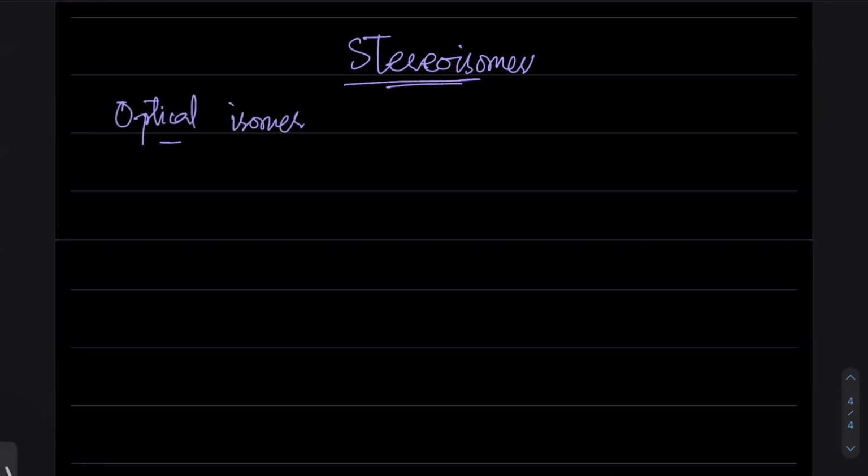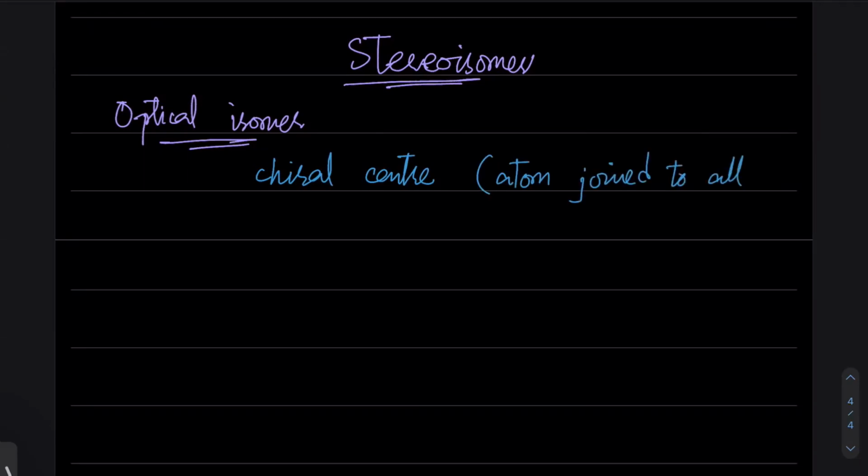Now let's look at stereoisomers. How are stereoisomers different? In stereoisomers, you have two options. First one is optical isomer. It is very easy to make an optical isomer. To make an optical isomer, what we do is we identify a chiral center. A chiral center is an atom joined to all different groups.